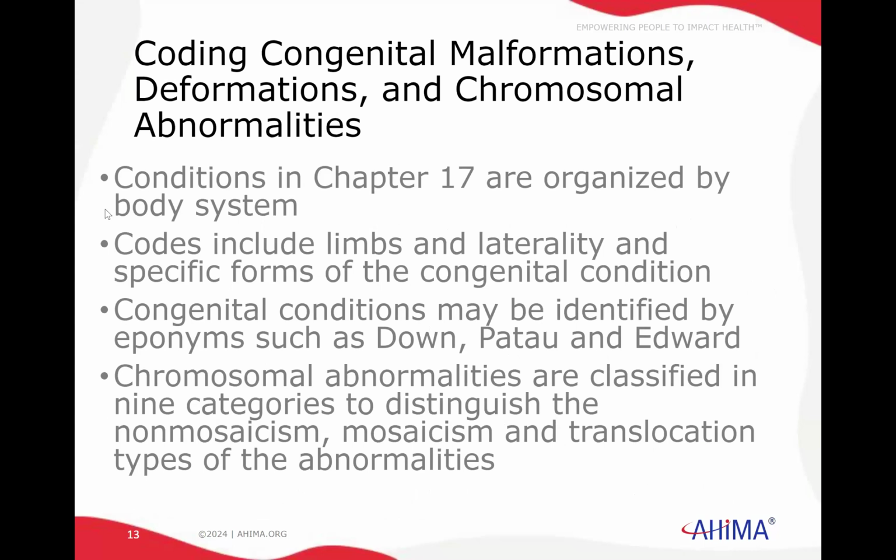And as we've talked about in the first couple of slides, all these conditions are organized by body system: cardiovascular, respiratory, what have you. Some of these you can use as main terms, such as the eponyms Down, Patau, Edward. And chromosomal abnormalities are classified into 9 different categories. These are mosaicism, translocation, all these other different types of abnormalities.